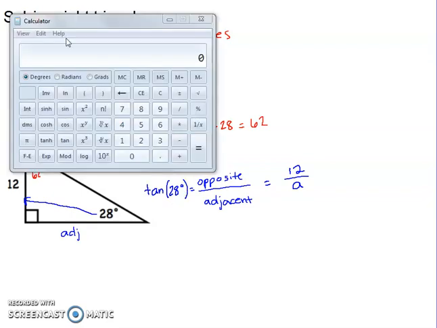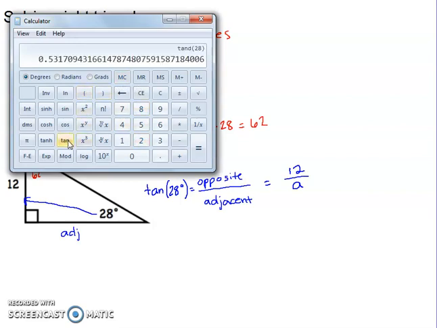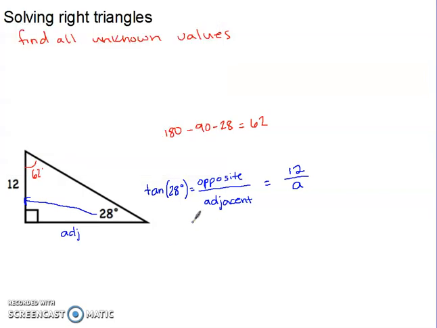On this calculator, we need to type in our angle measure first. So I have 28, and then I'm going to tell the calculator that I want to take the tangent of that 28, so I'll hit tangent, and it will tell me the exact ratio for that value. So my tangent of 28 is approximately 0.532 if I round, and that's equal to 12 over my adjacent side. Now I can go ahead and solve for my adjacent side.